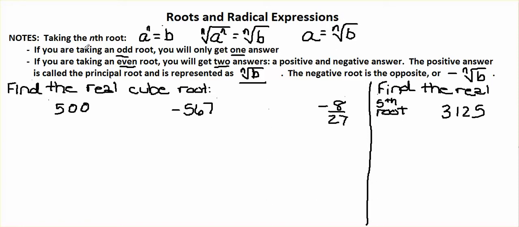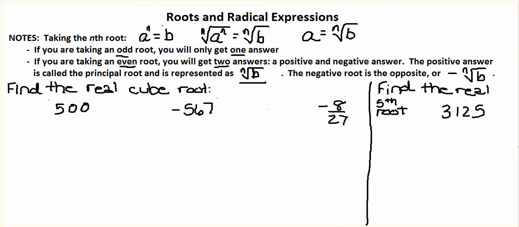So let's talk about how many answers you actually get. Depending on this number right here, it depends on how many answers you will get when you take a root of an equation. An odd number here will give you only one answer, one real answer. But if that number here is an even root, you remember back in Chapter 4 when we took the square root of a number, we got two answers. We got both a positive and a negative answer.